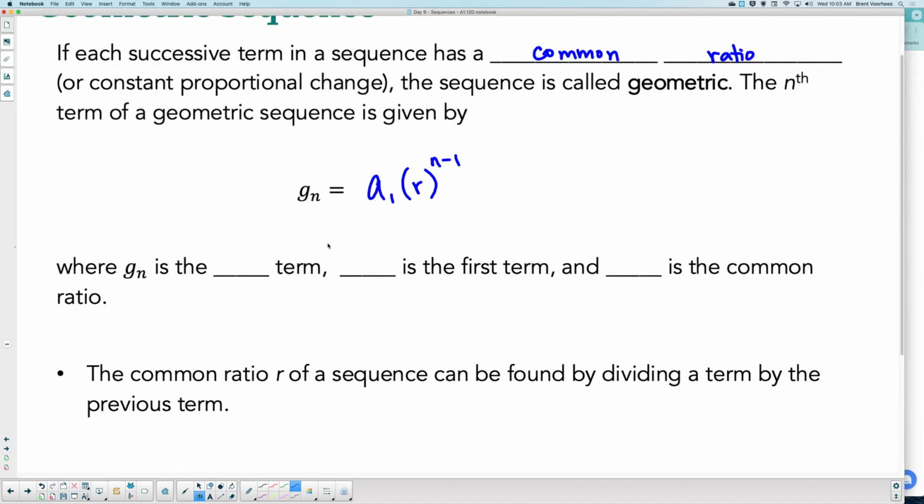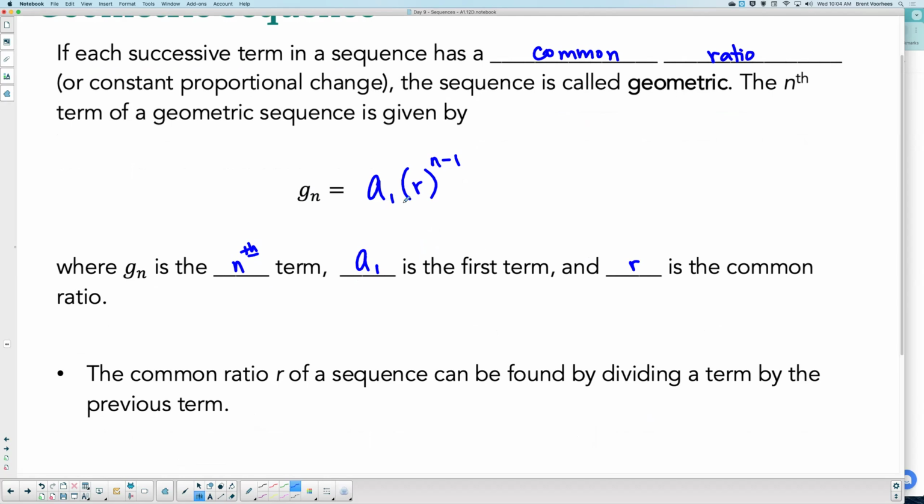Okay? So Gn is the nth term. This serves as kind of like your y. That's kind of like your y. G1 is the first term, and R is the common ratio. Your n is kind of like x. Your independent variable.